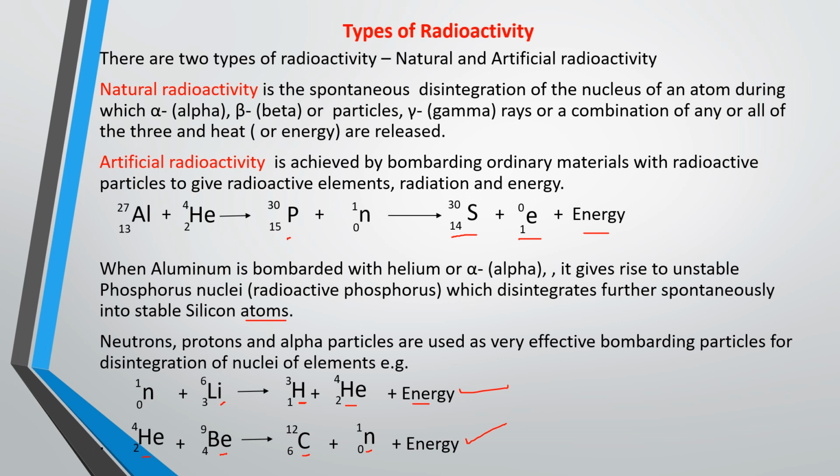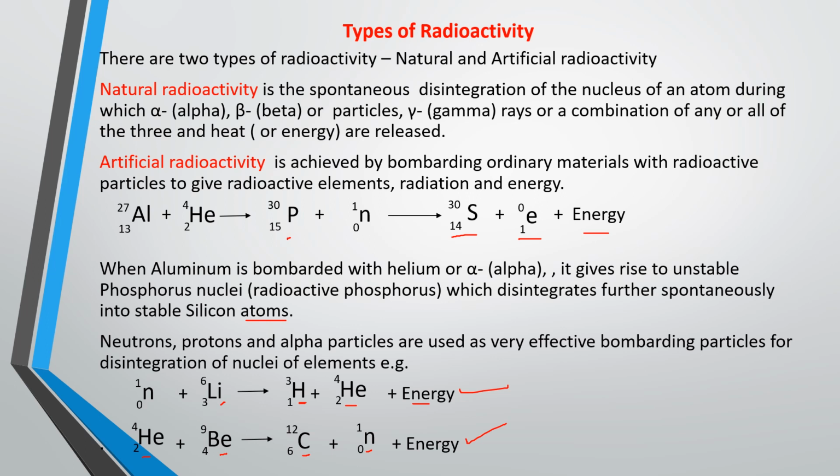Now if you look at all these equations, you find out that the mass number on the left is equal to the mass number on the right. The proton number on the left is equal to the proton number on the right. Please take note of these equations of artificial radioactivity.